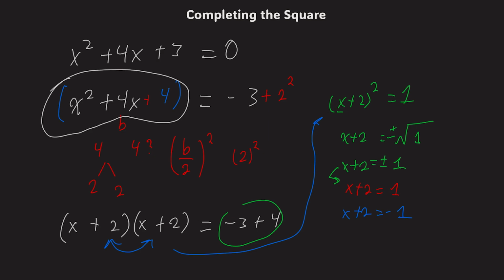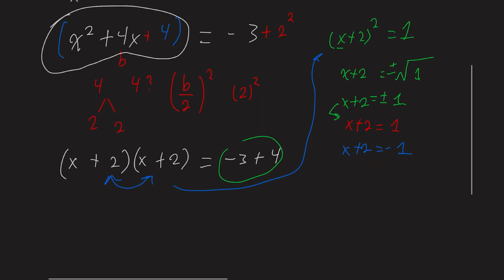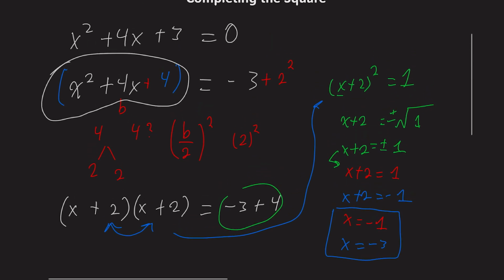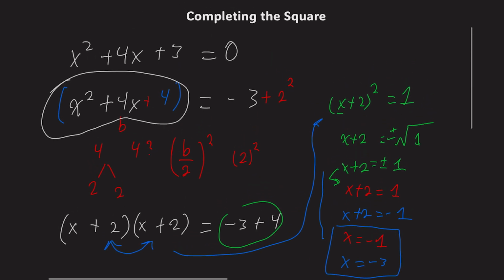And now we solve for our x values. So now we're going to give ourselves a little bit more room so we can isolate x. We have subtracting 2 from both sides, x equals negative 1, and subtracting 2 from both sides again, x equals negative 3. So these are going to be our two roots, and that is how we use completing the square to solve for the roots of an expression we cannot factor. Let's continue with another example.